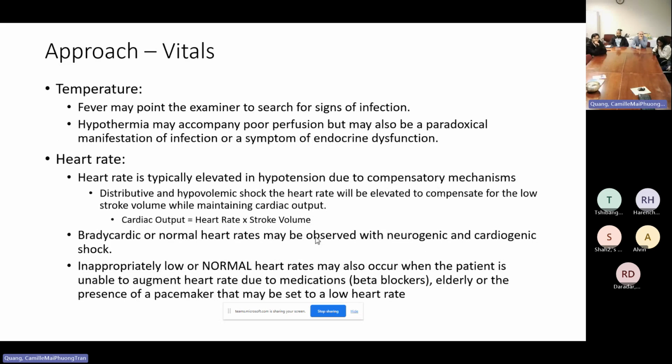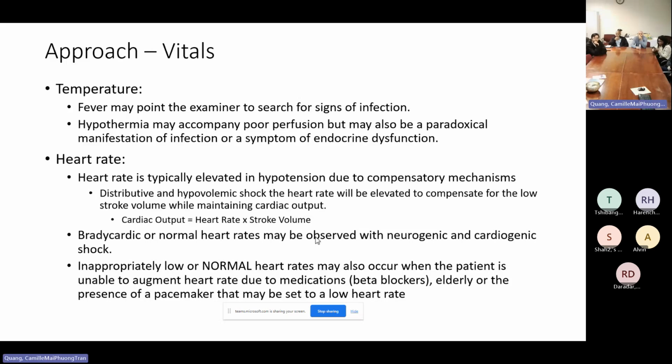Your heart rate is typically elevated in a patient who is hypotensive because it's the compensatory mechanism, right? Your blood pressure is low, your heart rate goes up to keep your cardiac output steady to perfuse your organs. So in distributive and hypovolemic shock, the heart rate will be elevated. And then that is the formula that we all know very well. If you have a bradycardic or a normal heart rate, that would push you more towards thinking about neurogenic or cardiogenic shock.